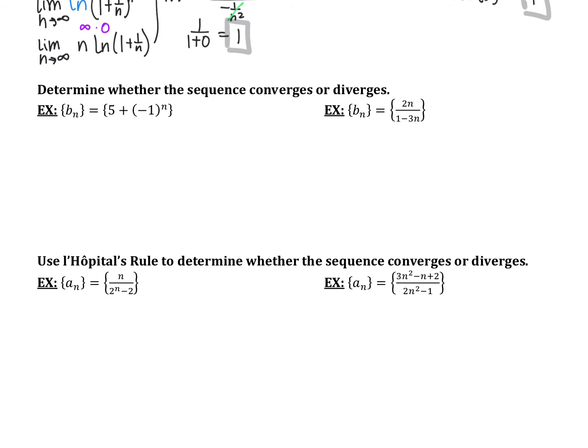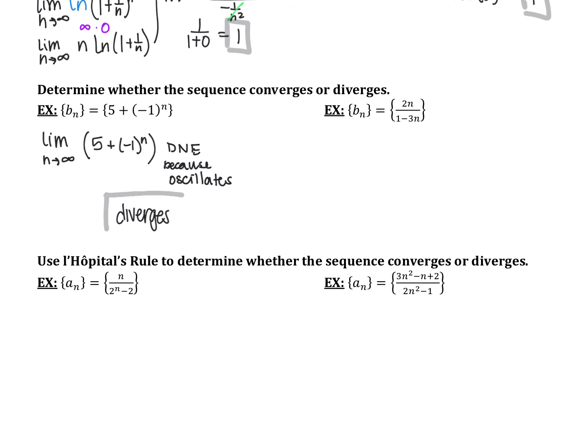So if we're looking for the limit as n approaches infinity of, for this first one, 5 plus negative 1 to the n power. What's the problem here? Well, we know this limit doesn't exist because it oscillates. Therefore, this diverges. So there's very little work that needs to be done once I know it's an oscillating function. All right, what about the next one? How'd you do?